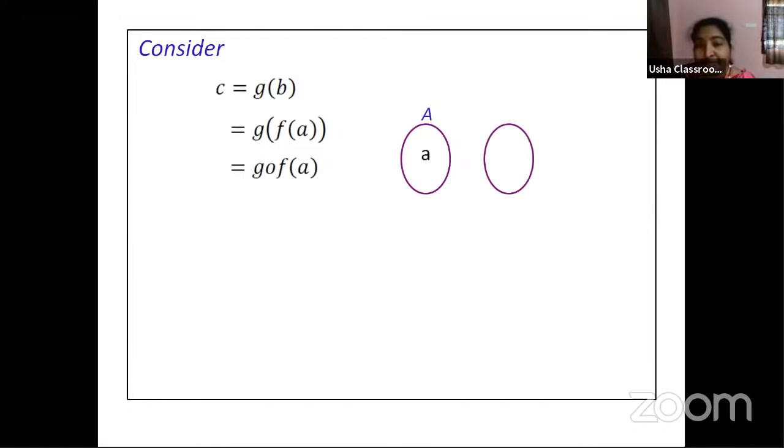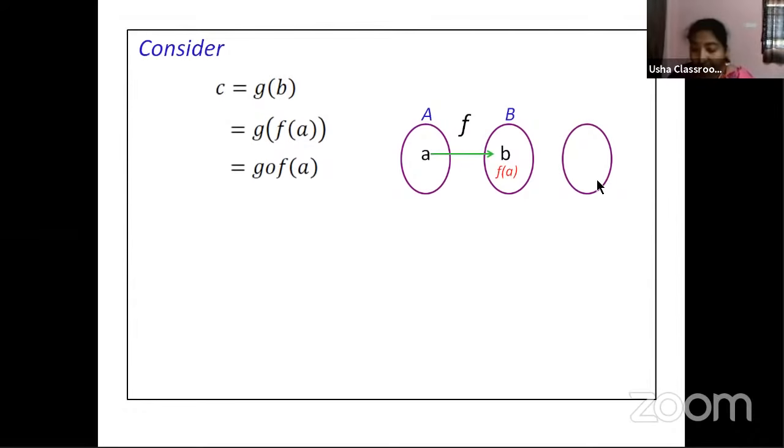Now in the form of a diagram, you have a set A with element A and set B with element B, over which a function f is defined. Then in f, if you are substituting A, then you will get f of A. So B is equal to f of A. All right. Then you have set C, right? Now a function g is defined on B and C. Then when you are substituting B in g, you will get C.